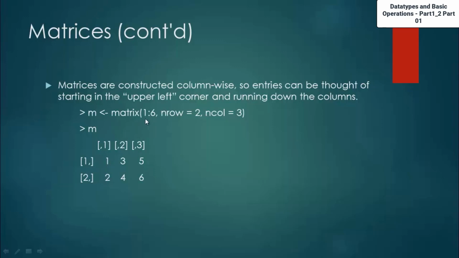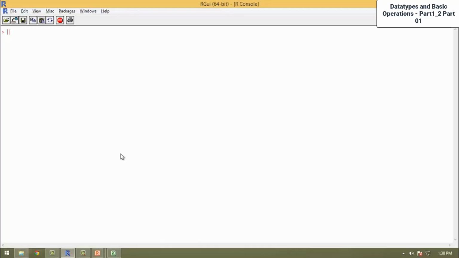Let's say I want to add 6 integers into a 2 cross 3 matrix. It will add 1 in position 1,1 and 2 in 2,1, and so on: 3 in 1,2 and 4 in 2,2. I'll show you a clear example here. Now I'm creating a matrix where I want to insert values 1 to 9 in a 3 cross 3 matrix.